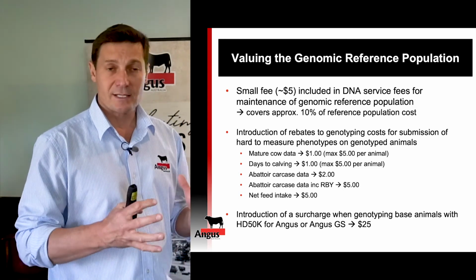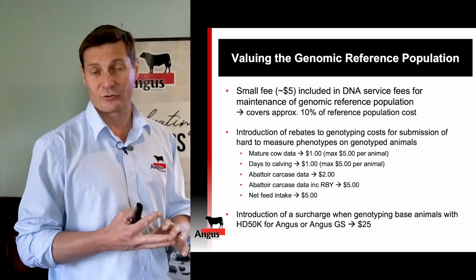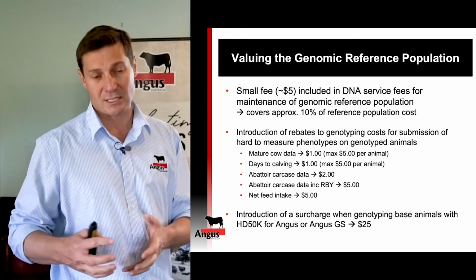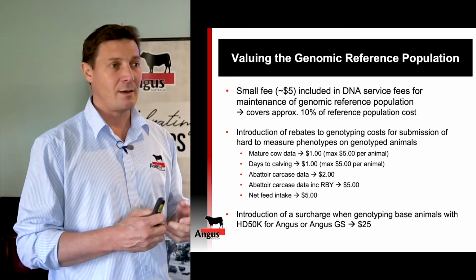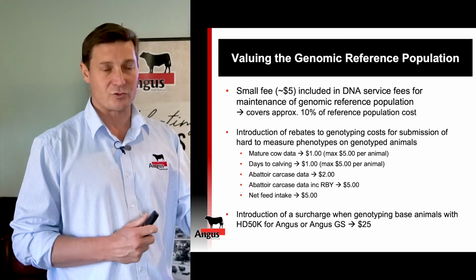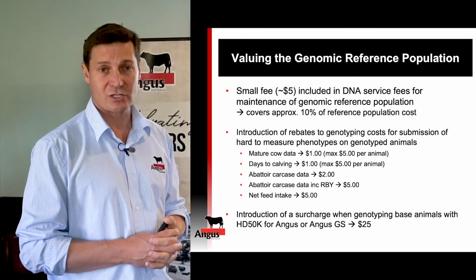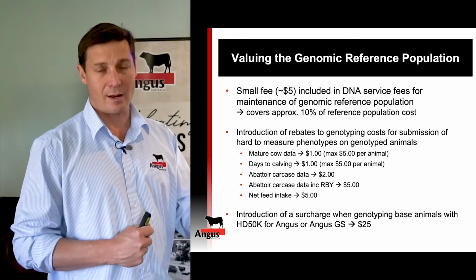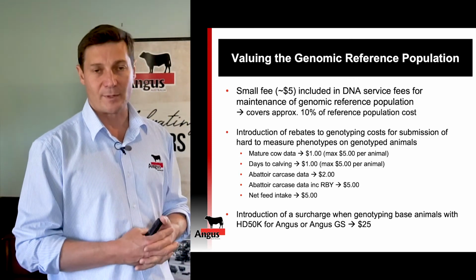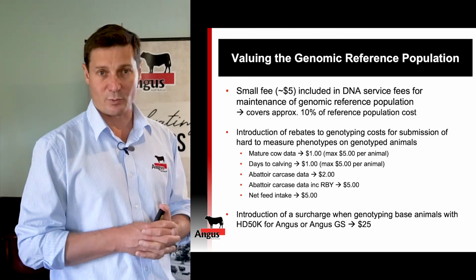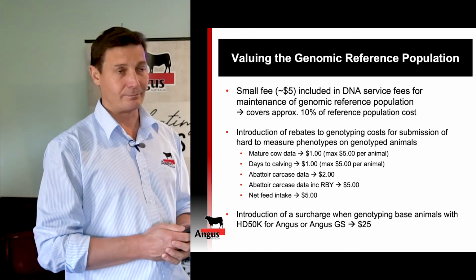The other part of the equitable access is around when base animals are genotyped. So base animals being animals without two known parents. In this case, they tend to often be animals where the owners haven't had female inventory paid, haven't been really indirectly investing in that reference population by contributing to Angus Australia. So in that case, there'll be a surcharge introduced of $25 when that animal is genotyped. So if a base animal is genotyped, in addition to the routine genotyping cost, then an additional $25 surcharge would apply to effectively cover the cost of accessing that genomic reference population.